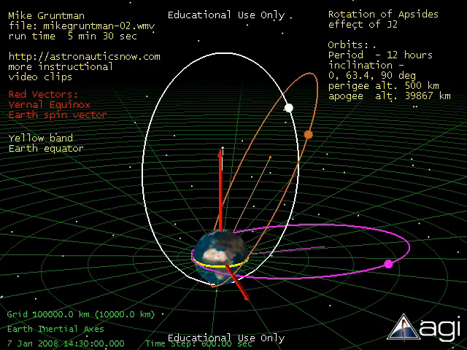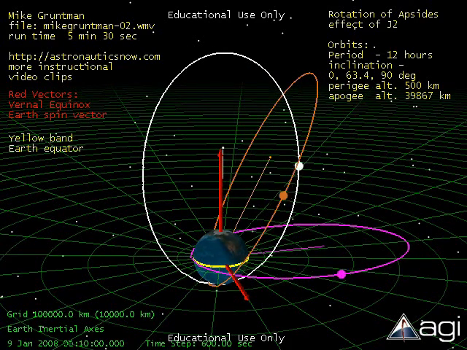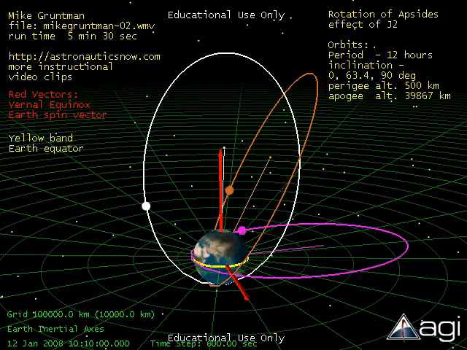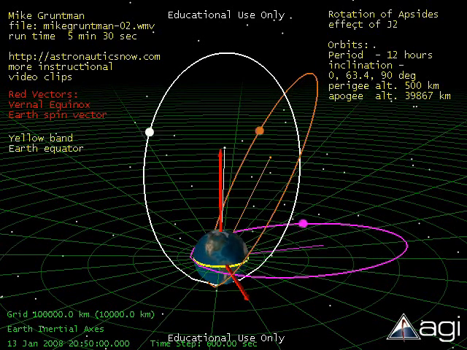The orbits in our example are elliptical with a period of 12 hours, perigee altitude 500 km and apogee altitude 39,867 km. Inclinations of the shown 3 orbits are 0 degrees, purple color orbit, 90 degrees, white orbit, and 63.4 degrees, light brown. The latter orbit is a typical 12-hour Molniya orbit. The argument of perigee of all orbits is 270 degrees.